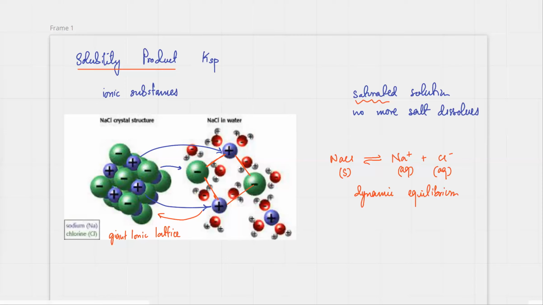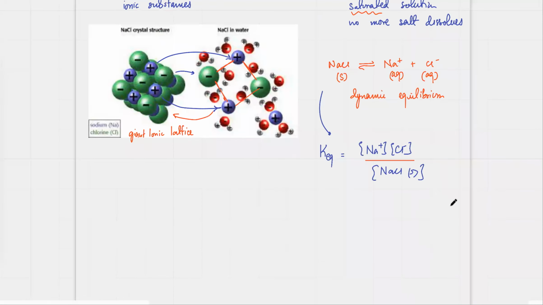And since it is an equilibrium, there's going to be an equilibrium constant. The equilibrium constant is going to be the product concentration, which in this case is Na plus 1 into Cl minus 1 concentration, divided by the reactant concentration. The reactant concentration in this case would be NaCl solid. Now we know that solids have constant concentration. So you don't write solids in the expression. So what you do is you either remove the solids, or you take it as 1.